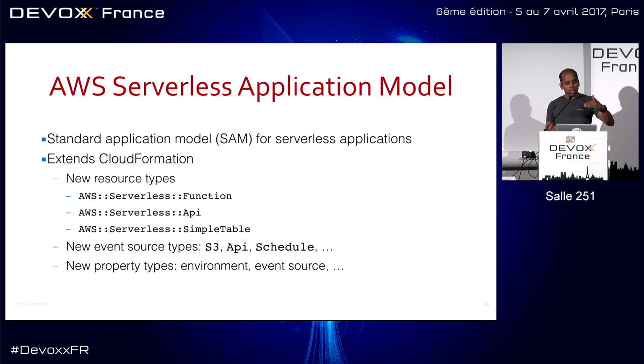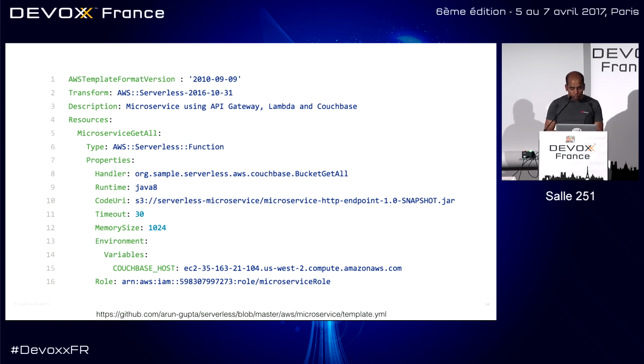And then you say, okay, go spin up the CloudFormation template, and it'll do all the good things for you. So essentially, the Serverless Application Model extends that CloudFormation template, and it adds new types. One is for the function, of course. One is for the API, and it allows them to connect with each other. And then it adds a simple table resource as well, which allows you to connect with DynamoDB. And then it has some new event sources and property types. So let's take a look at it. How can we leverage this Serverless Application Model for deploying our microservice?